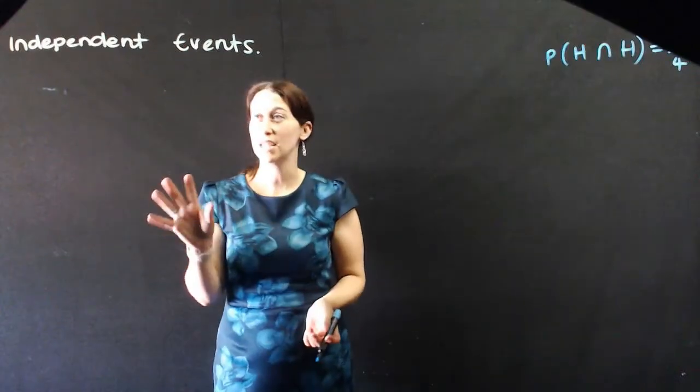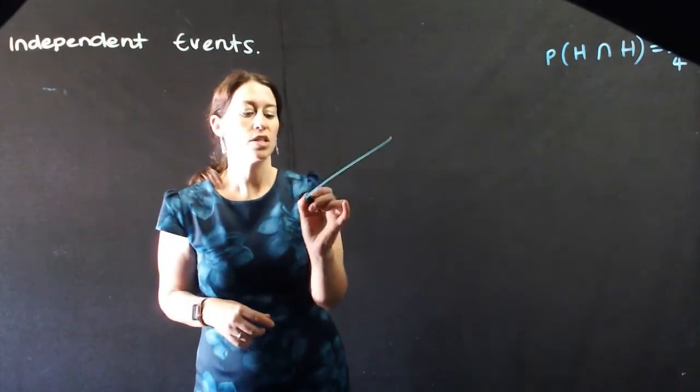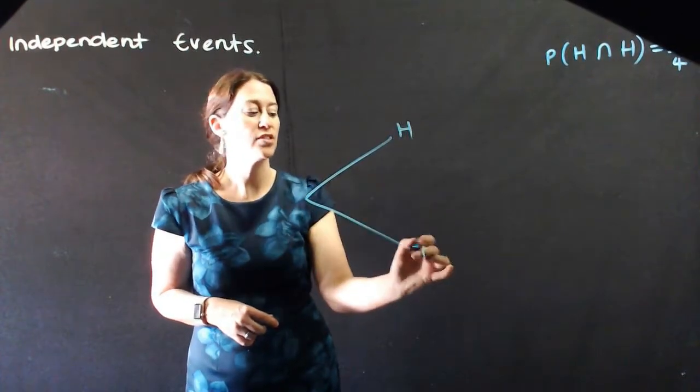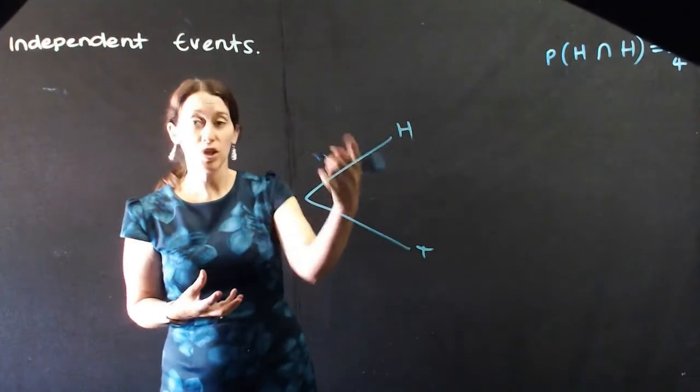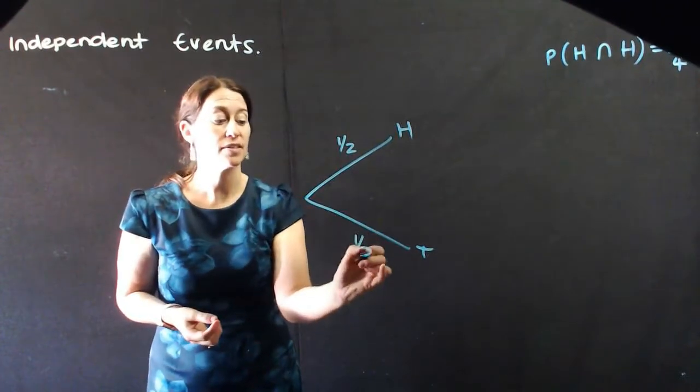Today I'm going to talk to you about independent events. To do this, we're going to consider tossing two coins. So let's look at the first coin by drawing a tree diagram. If we throw one coin, we know the probability of getting a head is a half, and the probability of getting a tail is a half.